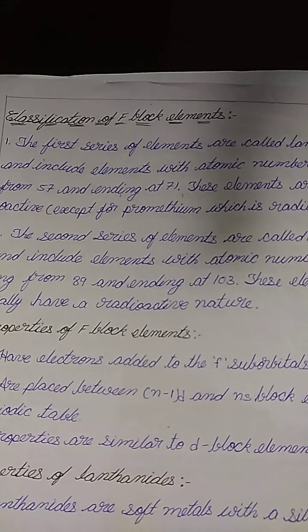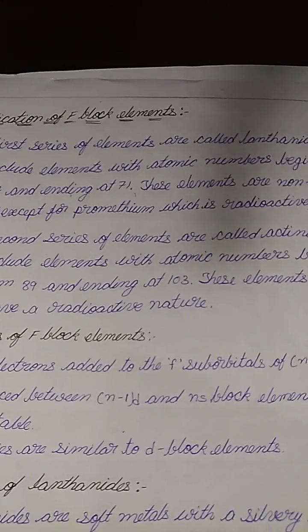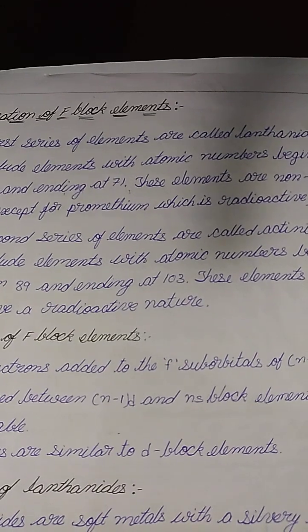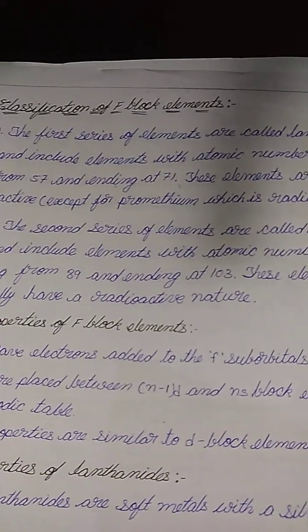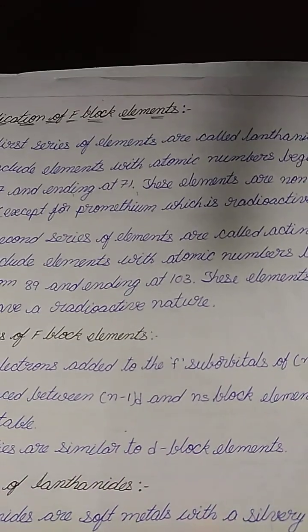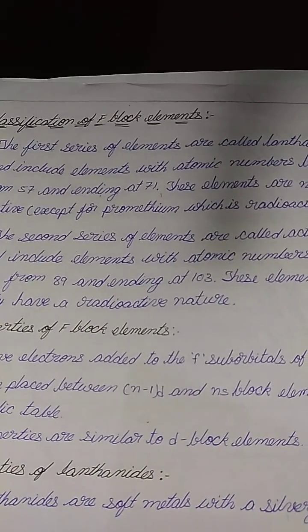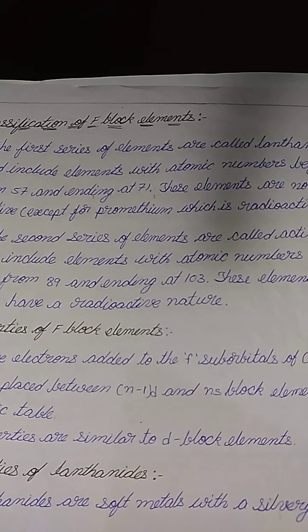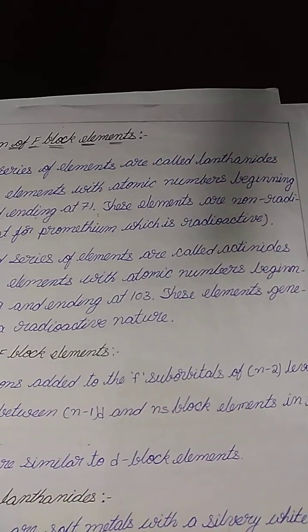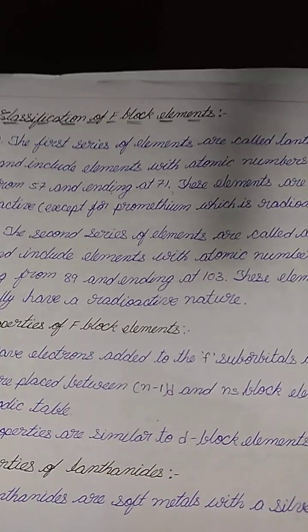The first series of elements is called the lanthanides, including elements with atomic numbers beginning from 57 and ending at 71. These elements are normally not radioactive.